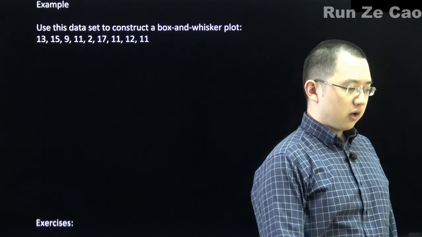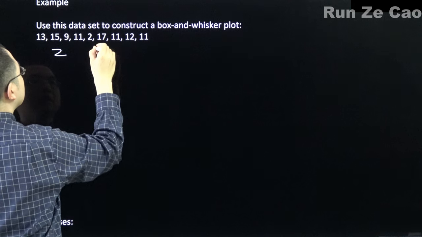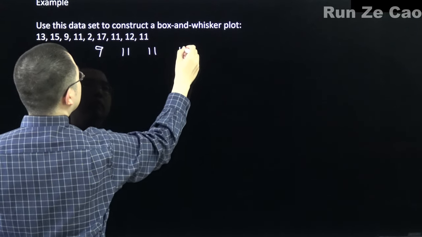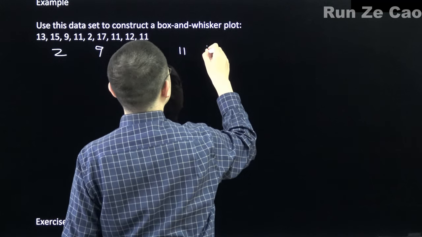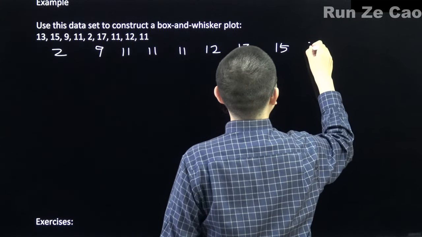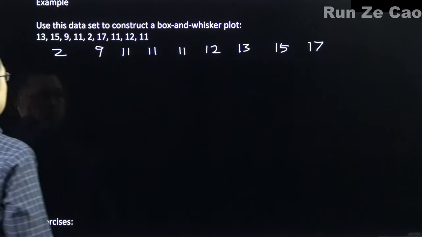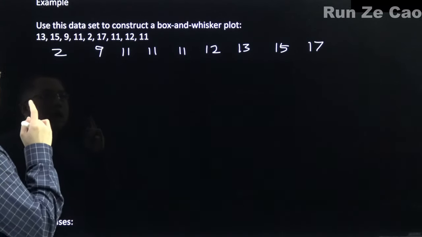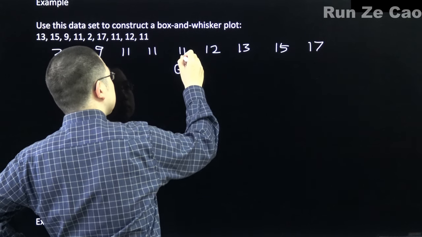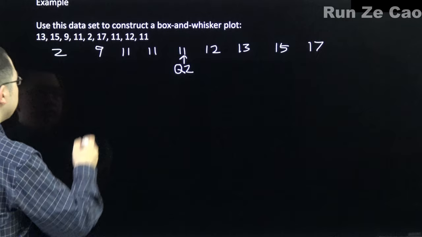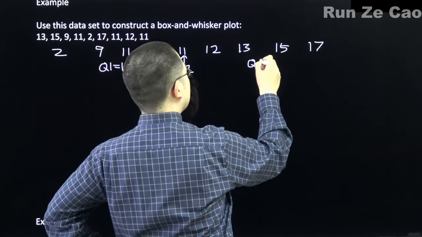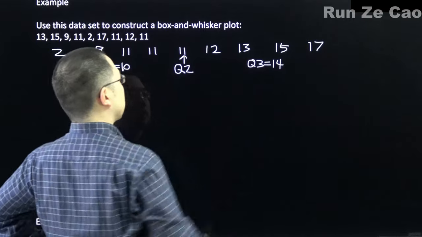Use this data set to construct a box and whisker plot. Okay, 2, 9. And we have 3 11s. Then we have a 12, 13, 15, and 17. Okay. Where is Q2? It's right in the middle. It's the median. This is Q2. And then Q1 equals 10. Q3 equals 14. Because we look at these four numbers.